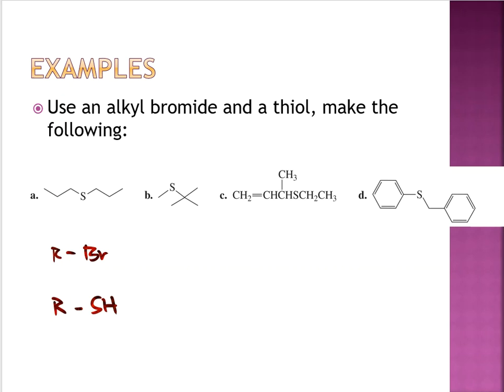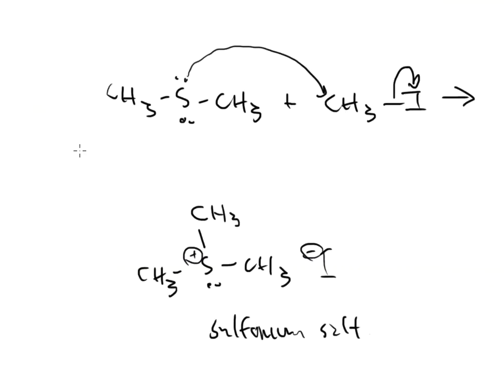So here are the examples that we left off with. A, B, C, D, and they say, use an alkyl bromide and a thiol, make the following. They give me these structures, and I told you, go take a stab and come back and check your answers to see if they're correct. Okay, so let's take a look at part A. Part A was a squiggle, squiggle, and then it comes down to make an S, and then squiggle, squiggle again.